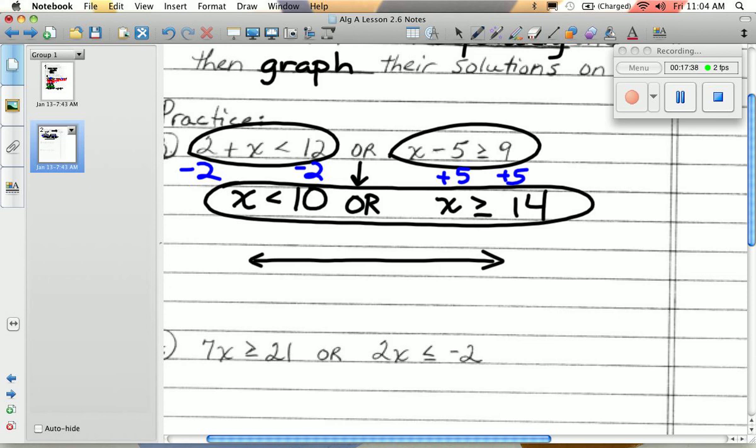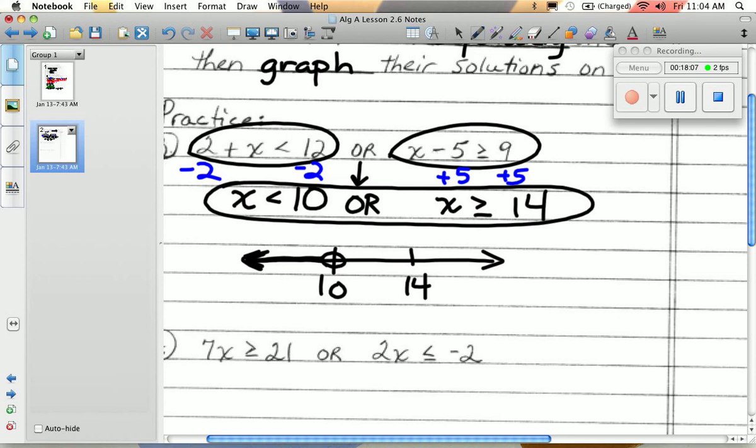So we put the 10 and the 14, and we have to put them in the location where they actually are. 10 comes before 14 on the number line. Is 10 included? No. So we have an open circle. What numbers are less than 10? To the left or to the right? To the left. So we shade those. We say, those can be solutions.